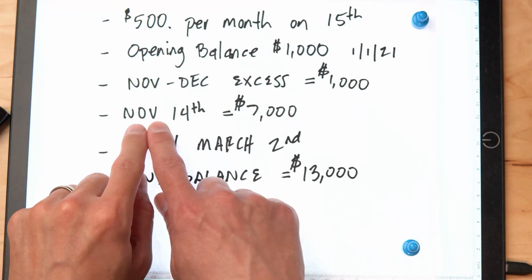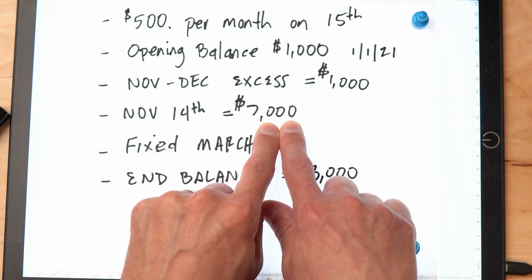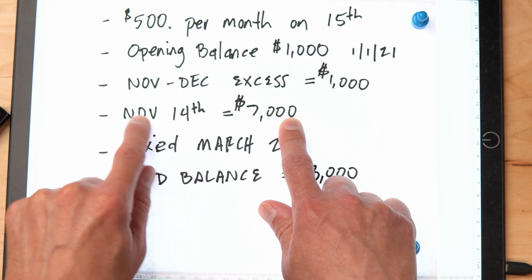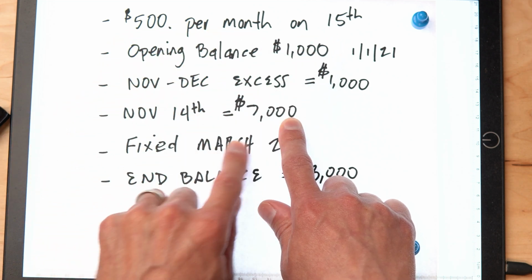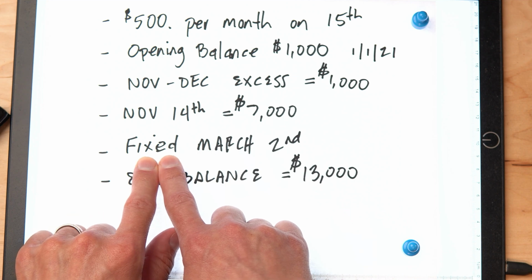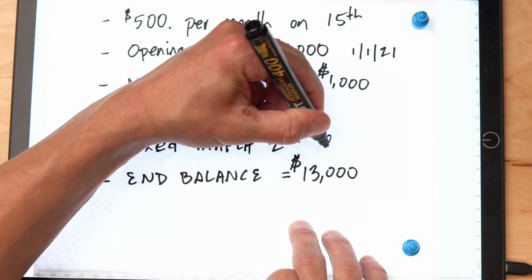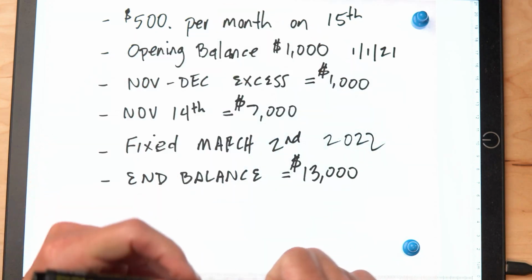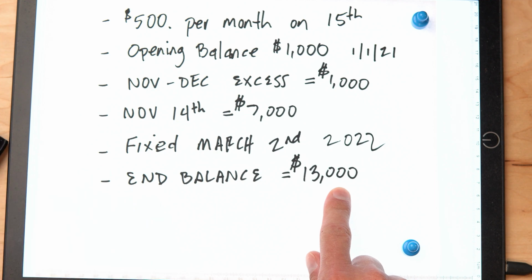But we are always making these contributions on the 15th of every month. Now, November 14th, our balance was $7,000. Why am I using the 14th? Because it's right before our 15th contribution in November. And we're going to fix this on March 2nd of the following year. So I'll put in 2022 in there, throw that in there for you. And our ending balance was $13,000.